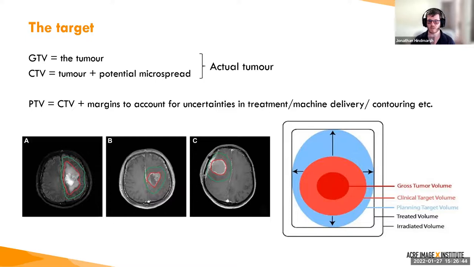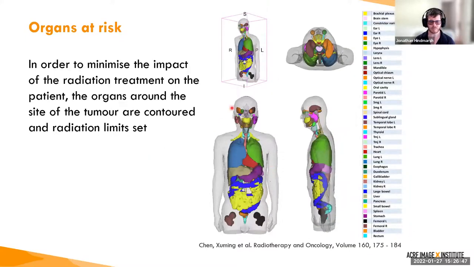And once we've got the target, we then contour the organs at risk. So these are the organs surrounding our target that are of critical importance, so we want to limit the radiation dose to them. In the head and neck region, it might be the parotids, for example, the eyes, brainstem. We want to be careful of the femoral heads because they are bone marrow sites. So we don't want to over irradiate them. But what we contour depends on the site. In the lung, you'll contour the heart, esophagus, spinal cord. In the brain or head and neck region, it'll be the organs around that area. And so we contour them and radiation dose limits are set for them by the doctor.